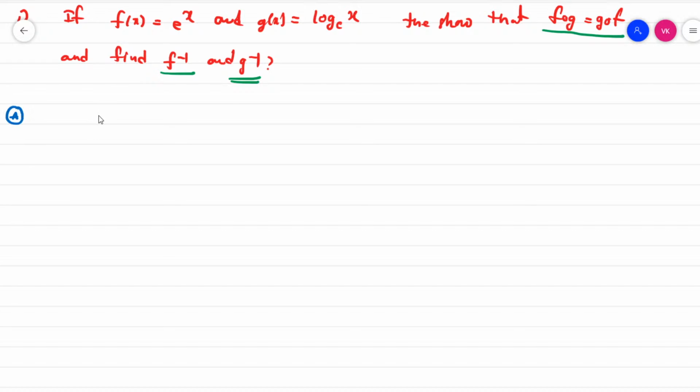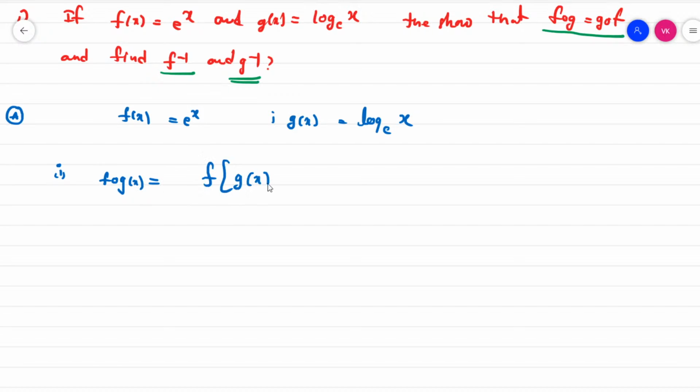Let's go for the solution. First of all, we write the functions: f of x is equal to e power of x, and g of x is given as log base e of x. Let's go for the first solution, that is f circle g. f circle g of x we can write simply as f of g of x.